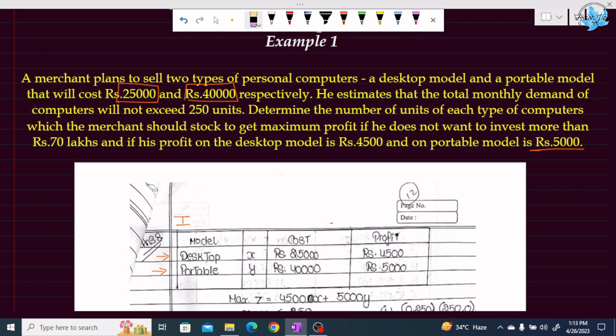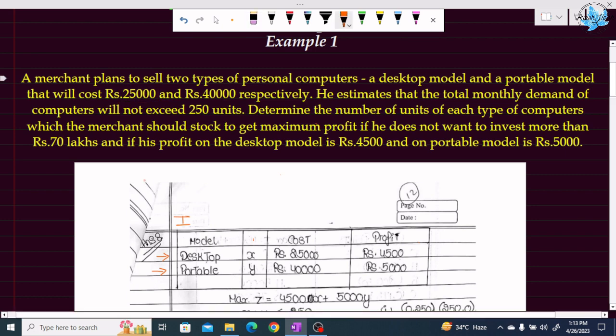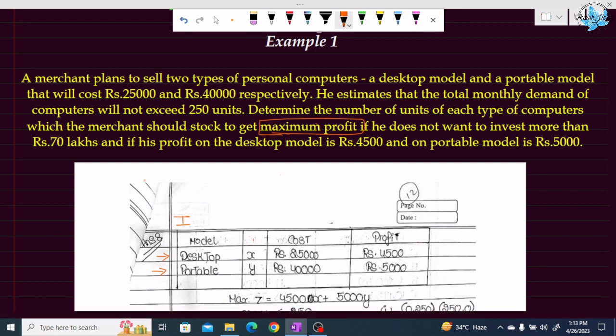Now my next step is to make the objective function and constraints. We know that the question is asking about the maximization of the profit. So this last column will become my objective function, that is 4500x plus 5000y will be the maximization of z, that is the maximum profit we have to find.